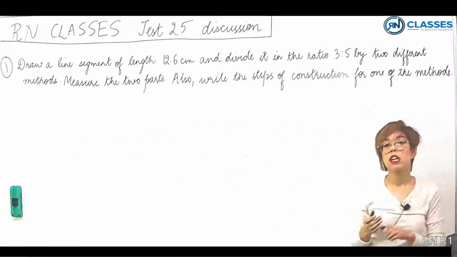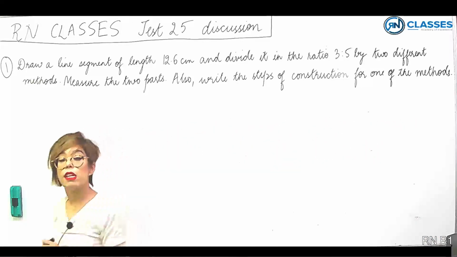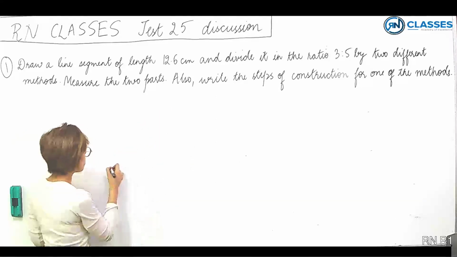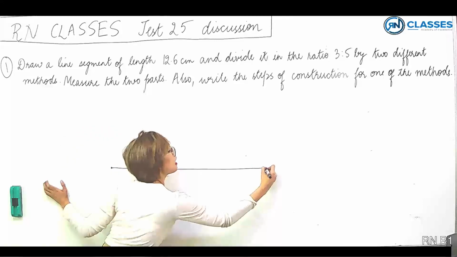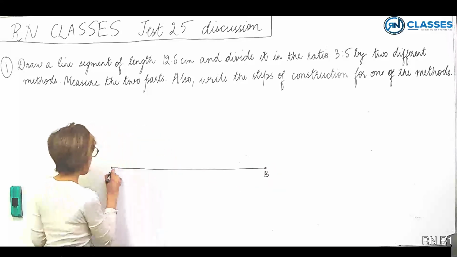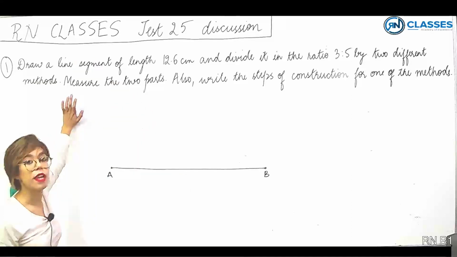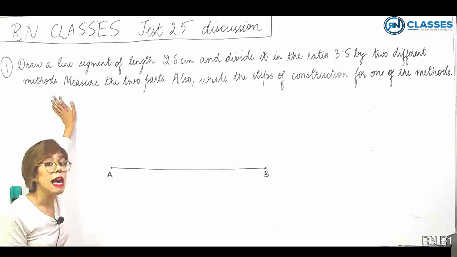Yes. We learned similarity of triangles, didn't we? So let's see how we can involve similarity of triangles. Suppose, again, this is my line segment, AB. I am interested in dividing this line segment in the ratio 3 is to 5, using similarity of triangles.